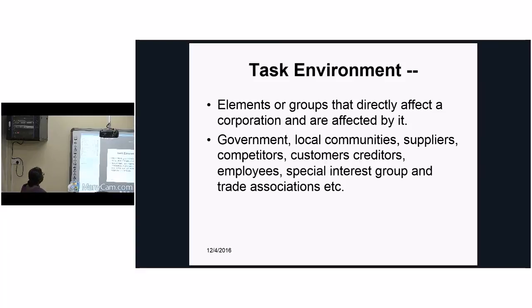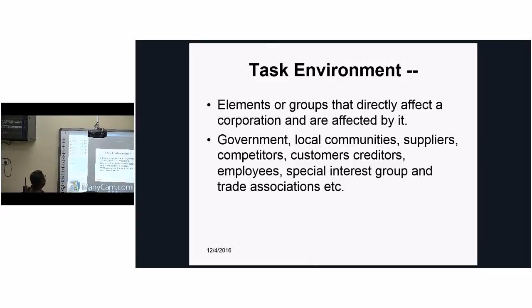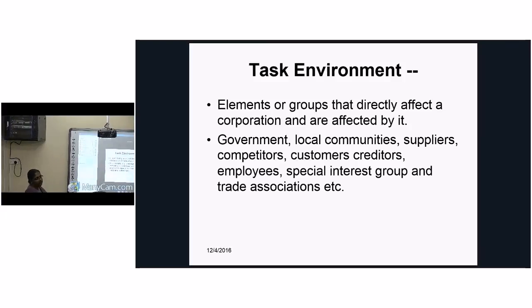The elements in the task environment are government, local communities, suppliers, competitors, customers, creditors, employees, social interest groups and trade associations, etc. So all these elements are included in the task environment. They have a direct impact on the organization or the firm, and the firm can have a direct impact on these elements: government, local communities, suppliers, competitors, customers, creditors, etc.